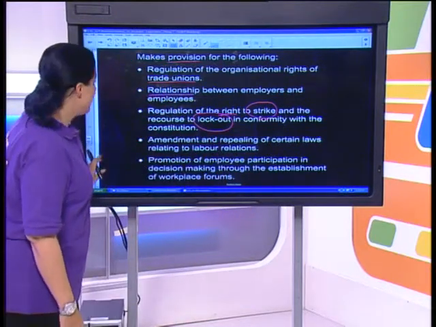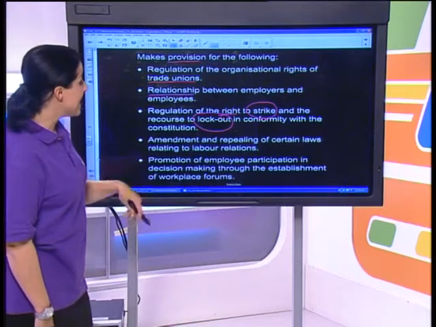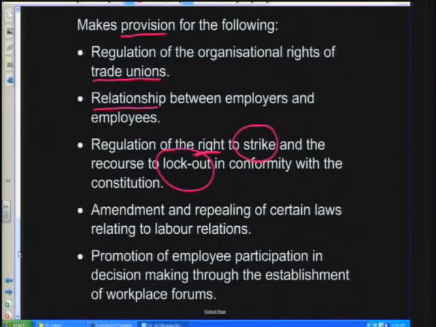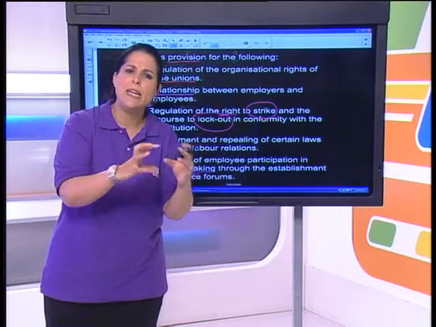Then, in the Labour Relations Act, it also says amendment and repealing of certain laws relating to labour relations issues, and the promotion of employee participation in decision-making. Once again, we want our workers to be part of decision-making because we want to be democratic.